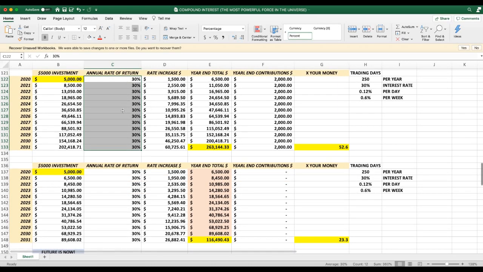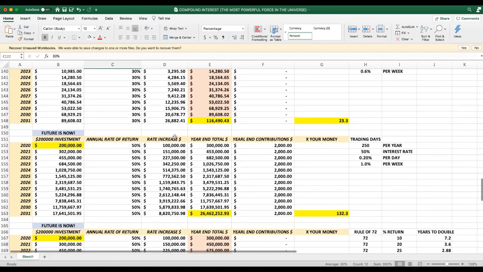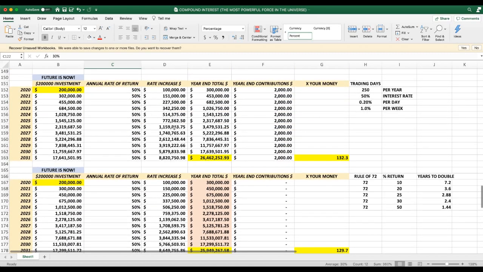So 30% is usually a good target. I think a lot of investors try to hit 30. 20 is good, solid, but 30 is a good target to try to hit. I try to hit 50 with a minimum of 30. That's what I'm trying to do every year. If I hit 50, minimum of 30, every single year, I will be perfectly happy in 12 years. And I'll show you why. We'll get down to the future is now.